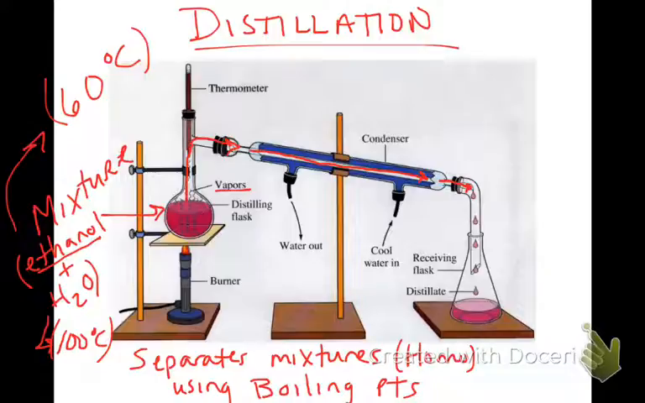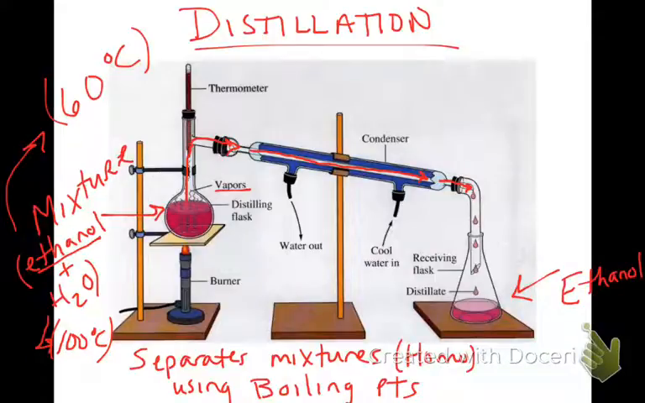So as we hit 60 degrees Celsius, that ethanol begins to boil and move through our condenser and into our receiving flask. After a while, all of the ethanol is going to be boiled off, and it's going to be in our receiving flask.